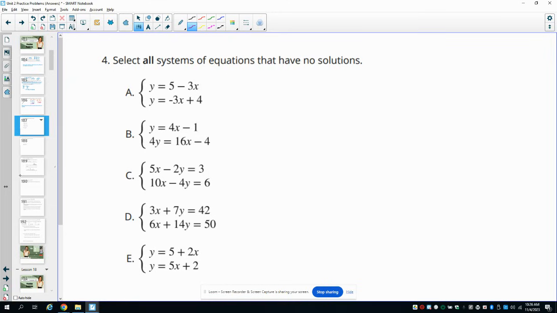Number 4, select all the systems of equations that have no solution. So if we take a look in A, these ones have the exact same slope. Okay, they both have a -3 slope and they start at different places. And let me just rewrite this one as -3x plus 5. And then that bottom one is -3x plus 4. So these ones have the same slope but different starting points. So these are going to be parallel lines, which means no solution.